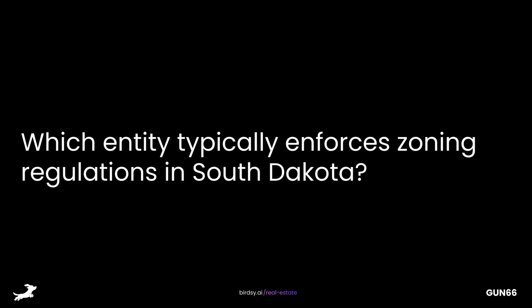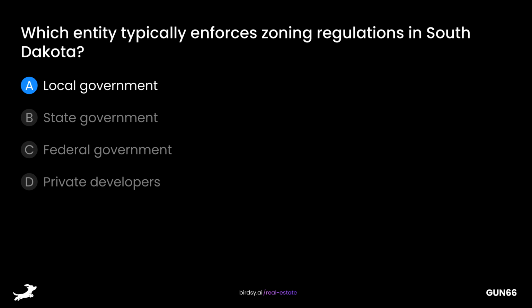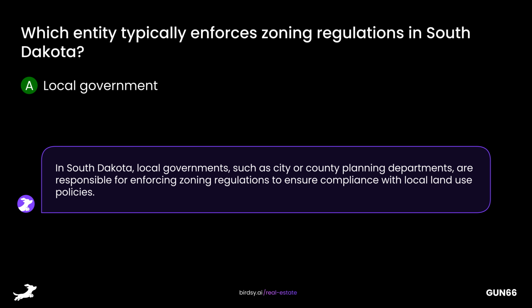Which entity typically enforces zoning regulations in South Dakota? Is it A, local government, B, state government, C, federal government, or D, private developers? The answer is A, local government. In South Dakota, local governments, such as city or county planning departments, are responsible for enforcing zoning regulations to ensure compliance with local land use policies.